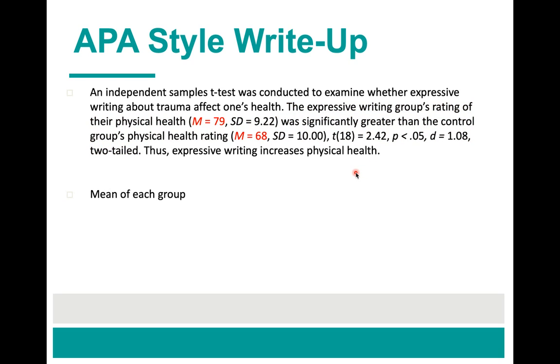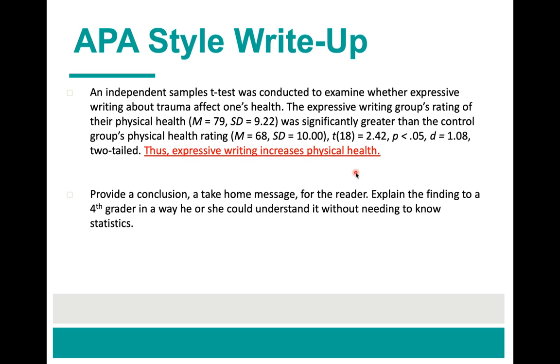So we have the mean of each group again, the standard deviation of each group, our degrees of freedom total, our calculated t-value. P was less than alpha because we were significant. Cohen's d was 1.08. And we had a non-directional or a two-tailed hypothesis.